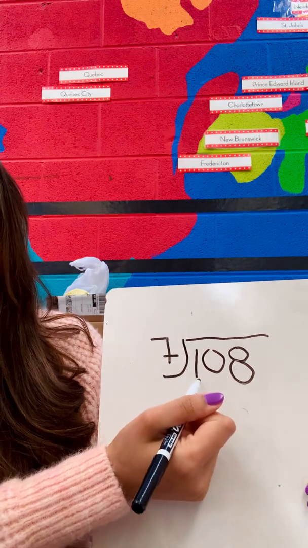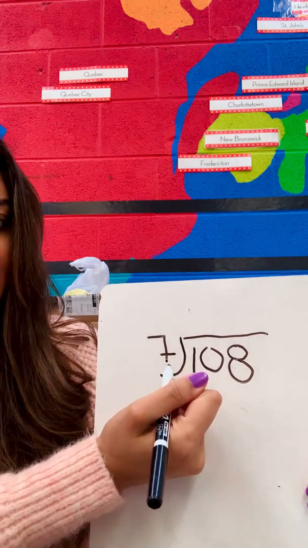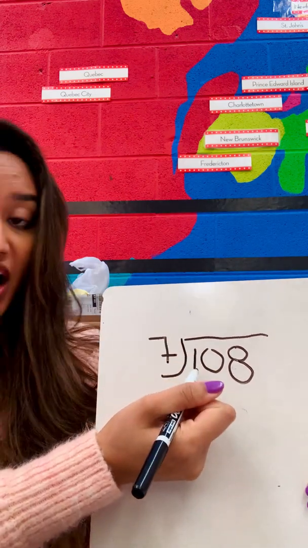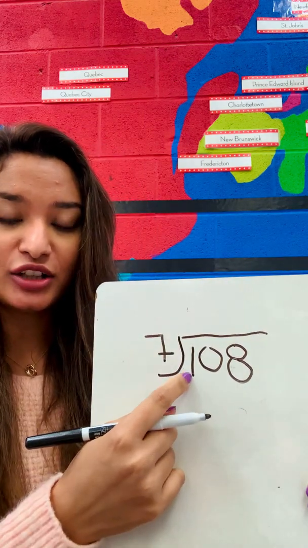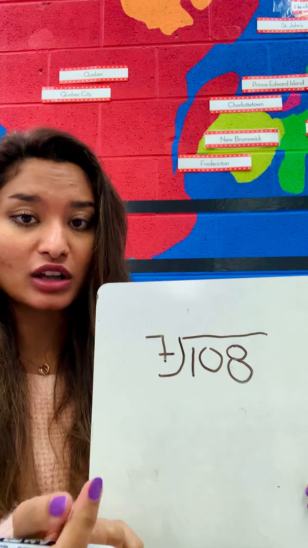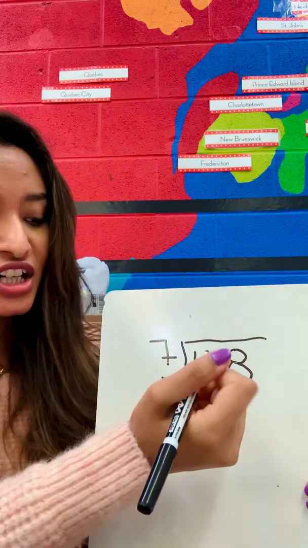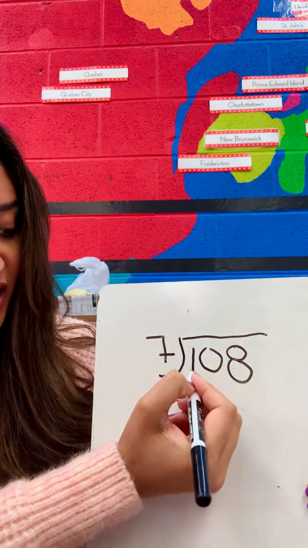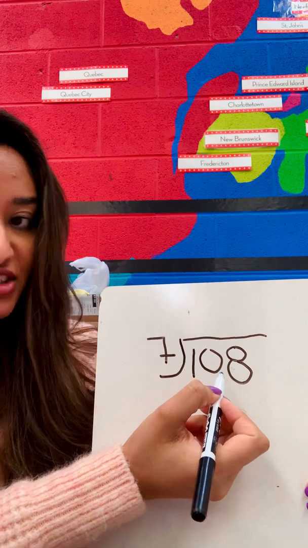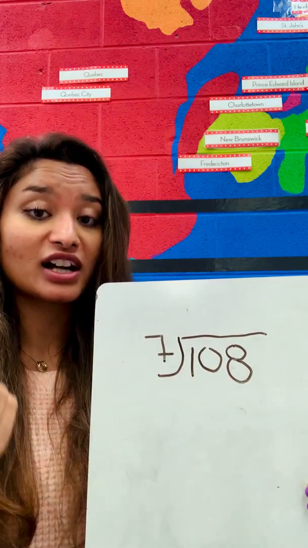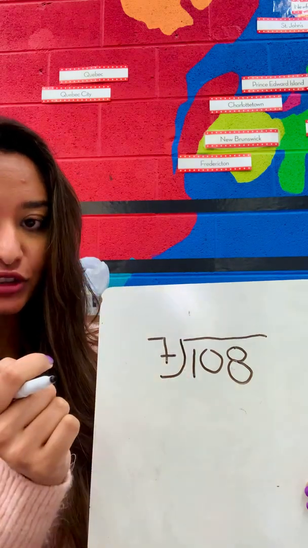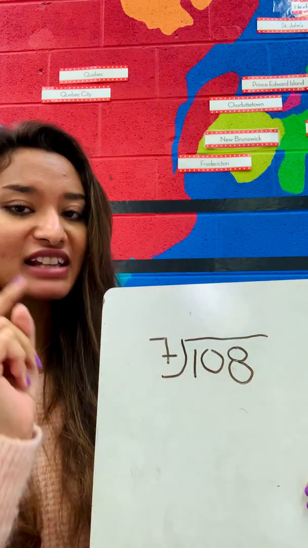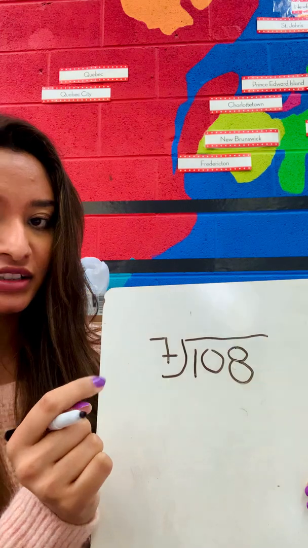So is this one big enough for me to divide by 7? Can I fit my 7 into this one? No, because this one is too small for me to fit a 7 into it. So what I can do is combine my 1 and my 0, and now I have a 10, which is big enough for me to fit a 7 into, right? Now, how many 7s can fit into 10?